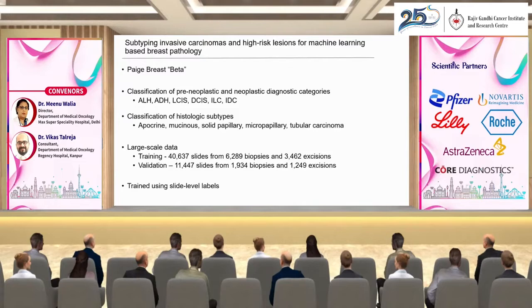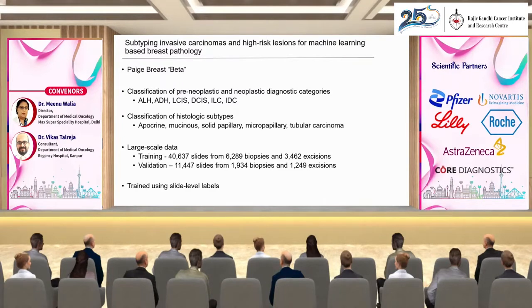What they have shown is that they used Paige Breast Beta, an AI software, to classify pre-neoplastic and neoplastic diagnostic categories, just like we have seen with Gaurav's poster using the IBEX AI system. They also classified the histological subtypes like apocrine, mucinous, and others. You can see the amount of data they have used. For training, they used 40,000 slides, and for validation, 11,400 slides. This is a massive amount of data which they could source from Memorial Sloan Kettering.